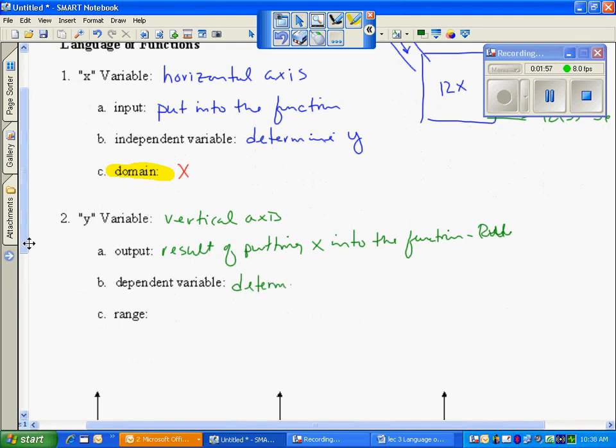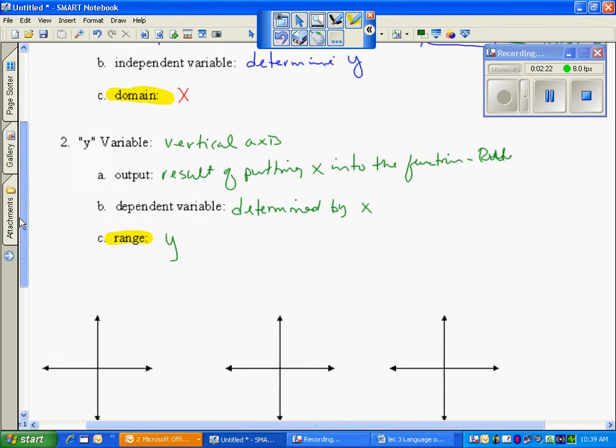determined by x. X is the independent, but once I know x, y is dependent. Depends on what x is. And then, just like we have a formal name for x called the domain, we have a formal name for y called the range. So let's go ahead and see how we would write this domain and range.